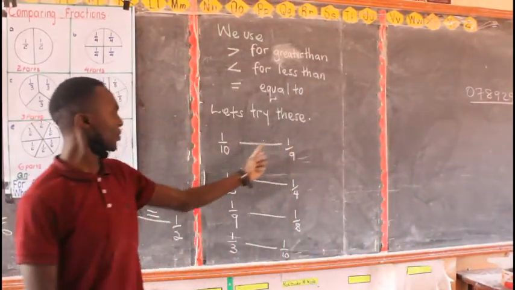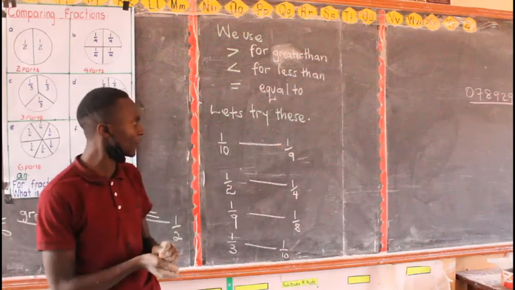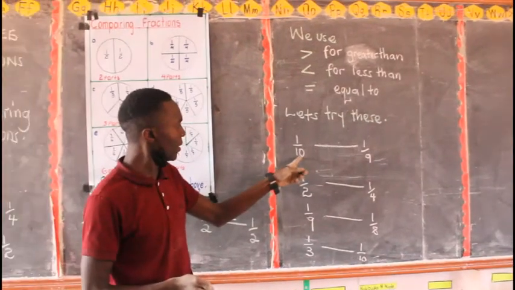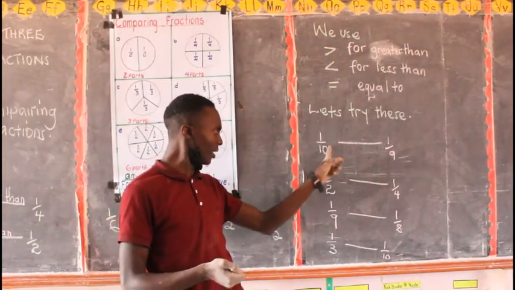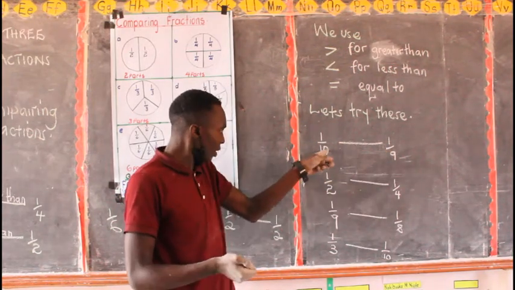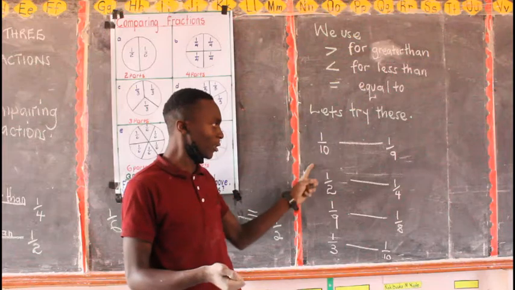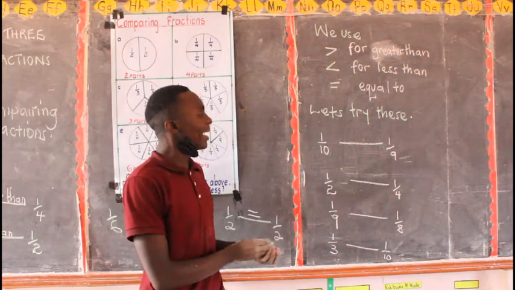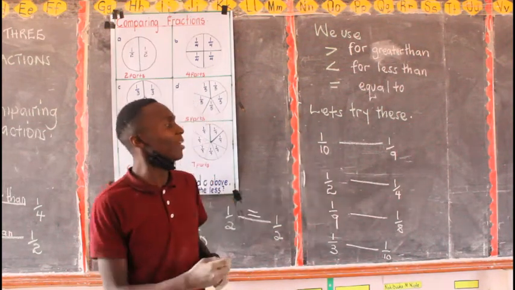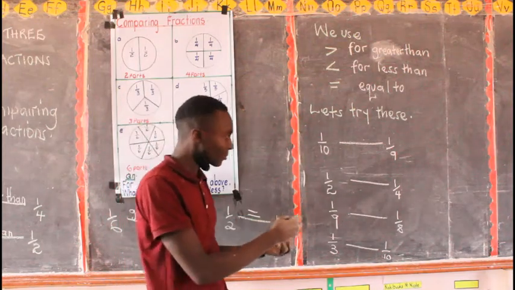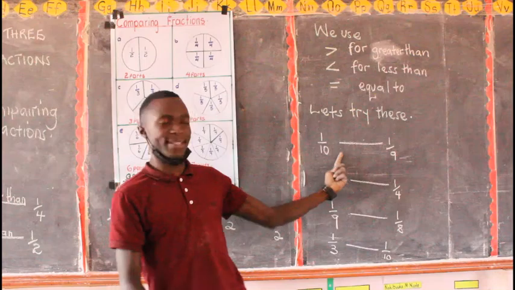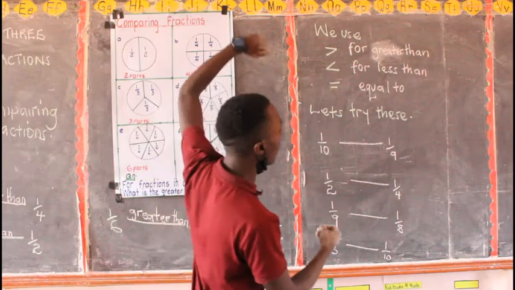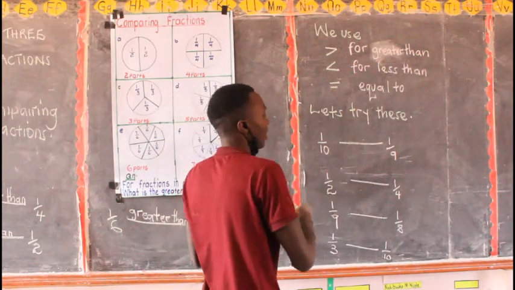So according to these two fractions, which is greater and which is less? Here you can see that this denominator is big and this denominator is small, so this fraction is small. Why? It has a big denominator. So we shall say that 1 out of 10 is less. What is the sign of less than? We see that less than is our left hand. So this is less than.